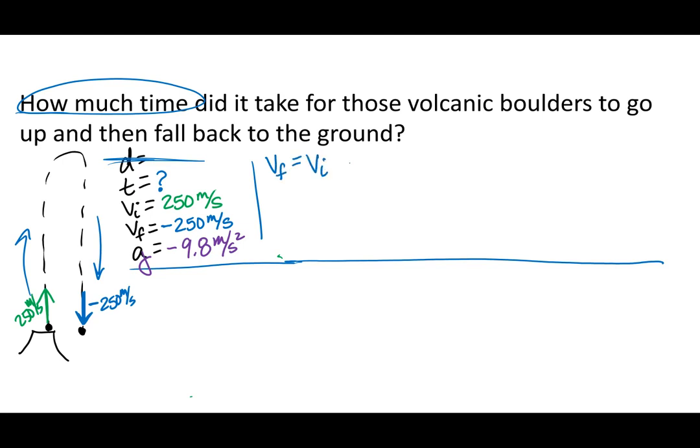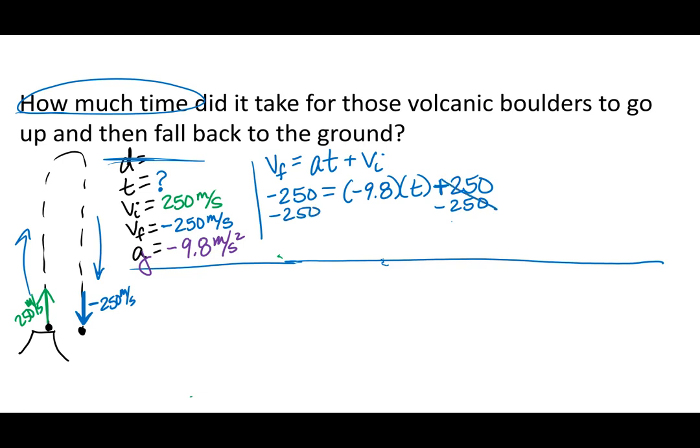So for these 4 variables, the equation that matches is VF equals VI plus AT. Or actually, on the equation sheet it's the opposite: AT plus VI. Let's see. We've got negative 250 equals negative 9.8 times T plus 250. Again, we cannot combine the 250 and the negative 9.8. Negative 9.8 has a T attached and 250 does not. Therefore, we have to undo this addition by subtracting.